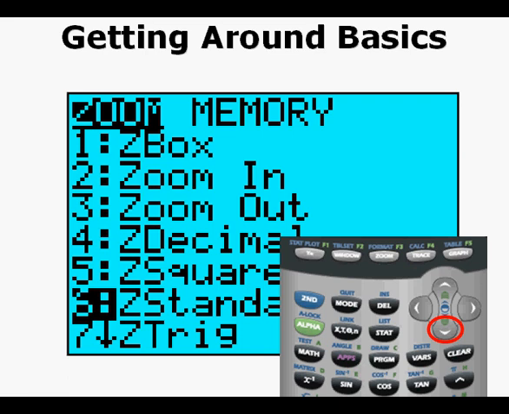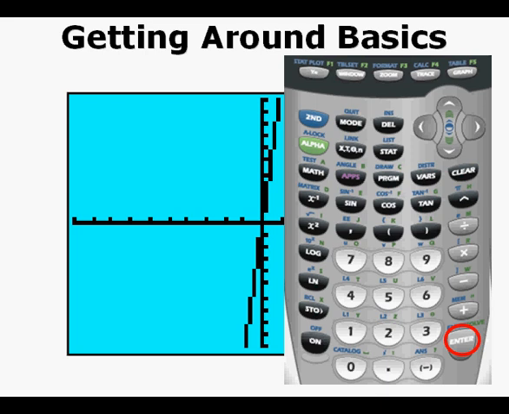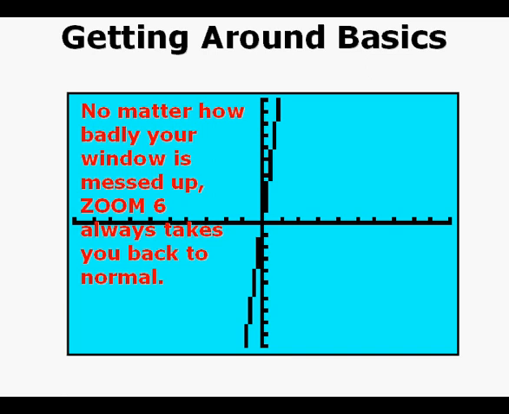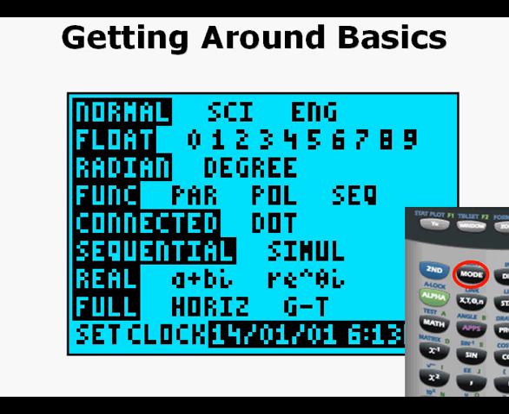Option 6 is zoom standard, and when we press enter, that takes us to the standard window that we saw earlier. No matter how badly your window is messed up, zoom 6 always takes you back to normal. It's like normal graph paper. Now let's press the mode key just next to the second key, and this is what we see.